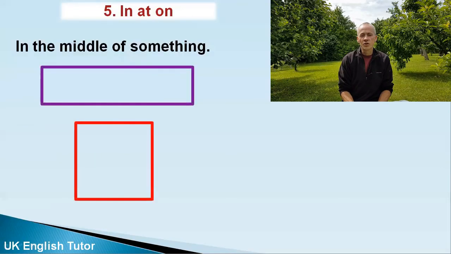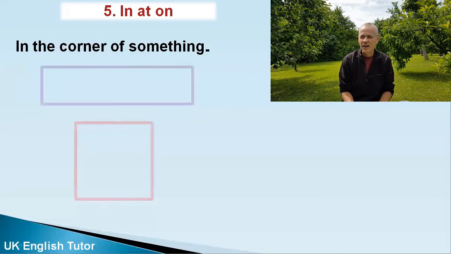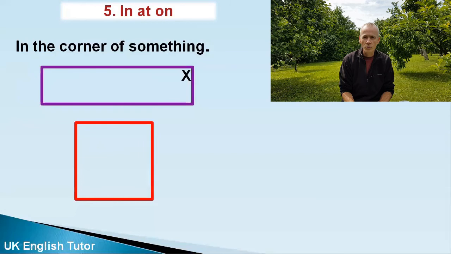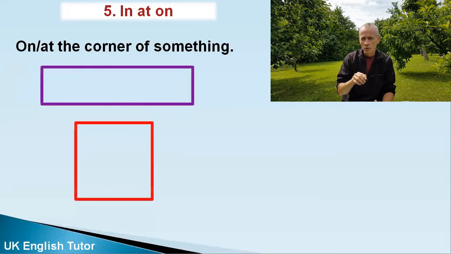And for position, you could say the tree is in the middle of the garden. Or you could say I am standing in the corner of the garden. And why in the corner? Maybe you've heard of at the corner or on the corner. In the corner is when you are within, usually a square. And on the corner or at the corner is outside that square.